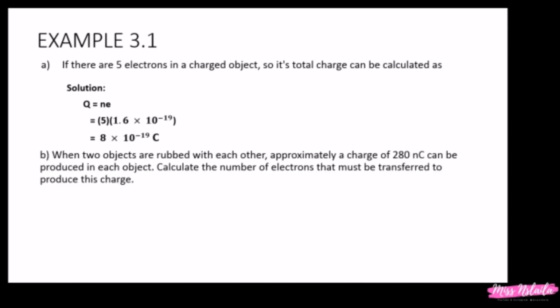B. When two objects are rubbed with each other, approximately a charge of 280 nanocoulomb, this is Q, can be produced in each object. Calculate the number of electrons that must be transferred to produce this charge. We want to find N. Using the equation Q equals NE, we rearrange it into N equals Q over e. Substitute Q, 280 nanocoulomb, and e is 1.6 times 10 to the power of negative 19. Then you will get 1.75 times 10 to the power of 21 electrons on each object.